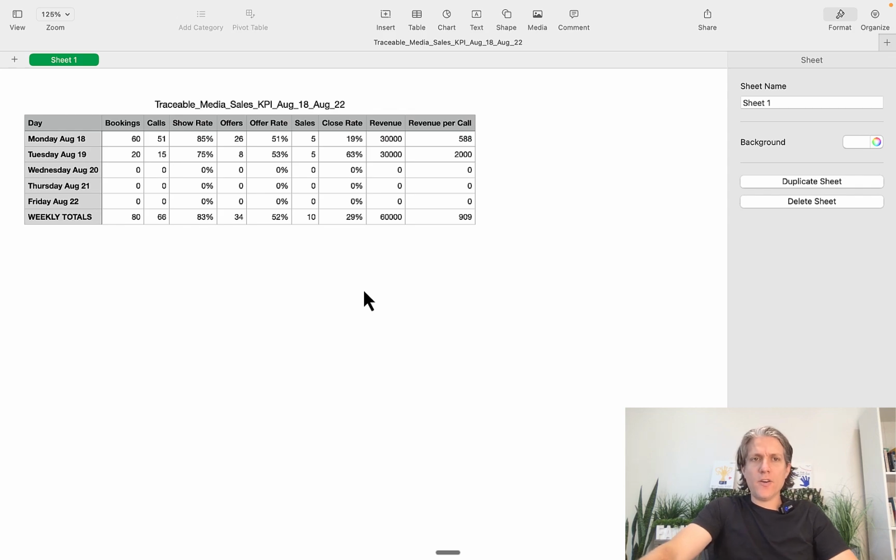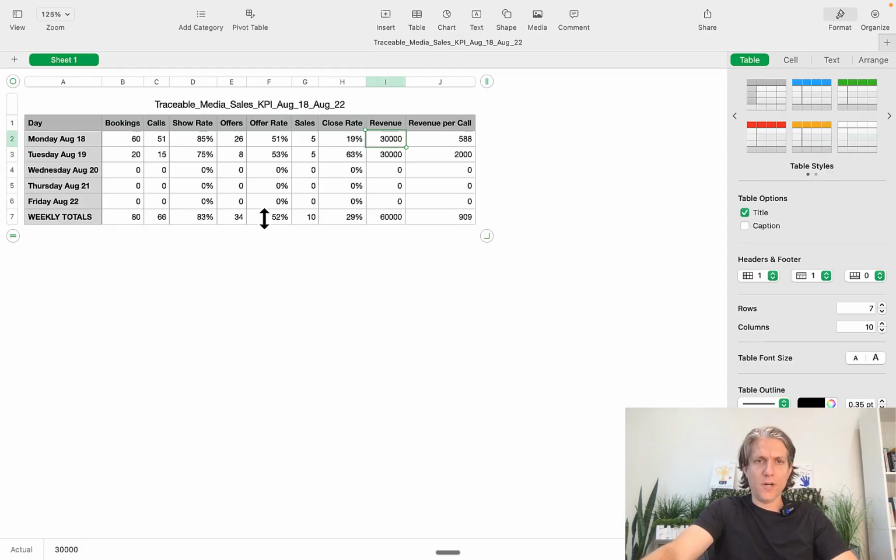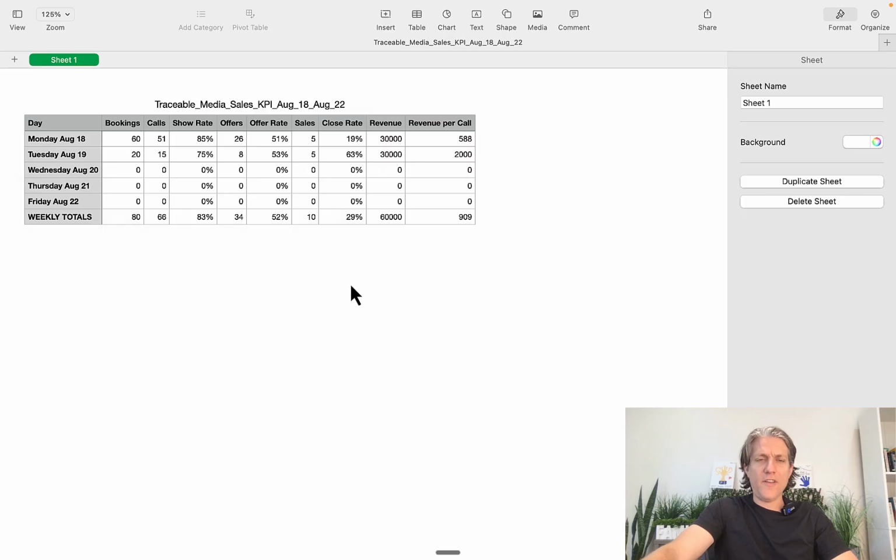Okay, great news. It does work. As you can see, August 18th, 19th, 20th, 21st, 22nd. Weekly totals down here. You can see all the numbers here: the bookings, the calls, the show rate, the offers, the offer rate, sales, close rate, total revenue, revenue per call, and the totals and averages down here, which is great. Then you can obviously use this as you wish. This is super helpful. Hopefully you really like it. We do, and it saves us lots of time and aggravation, and helps us focus on what's important.